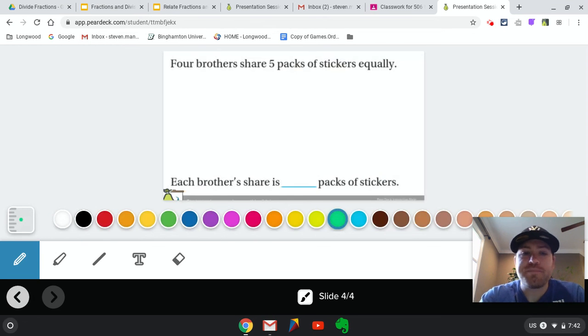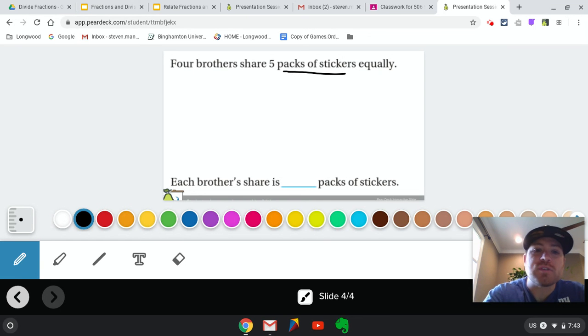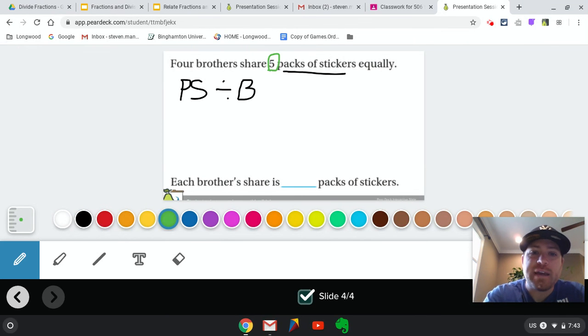So let's get one more. 4 brothers share 5 packs of stickers equally. Each brother's share is blank packs of stickers. So again, we're going to start with letters. What thing is being broken up or cut up into groups? It's packs of stickers. So I'm going to put PS, packs of stickers. That's being divided by brothers. And then we'll do what we did before. Plug in the number for packs of stickers, 5. Division. Plug in the number for brothers, 4.